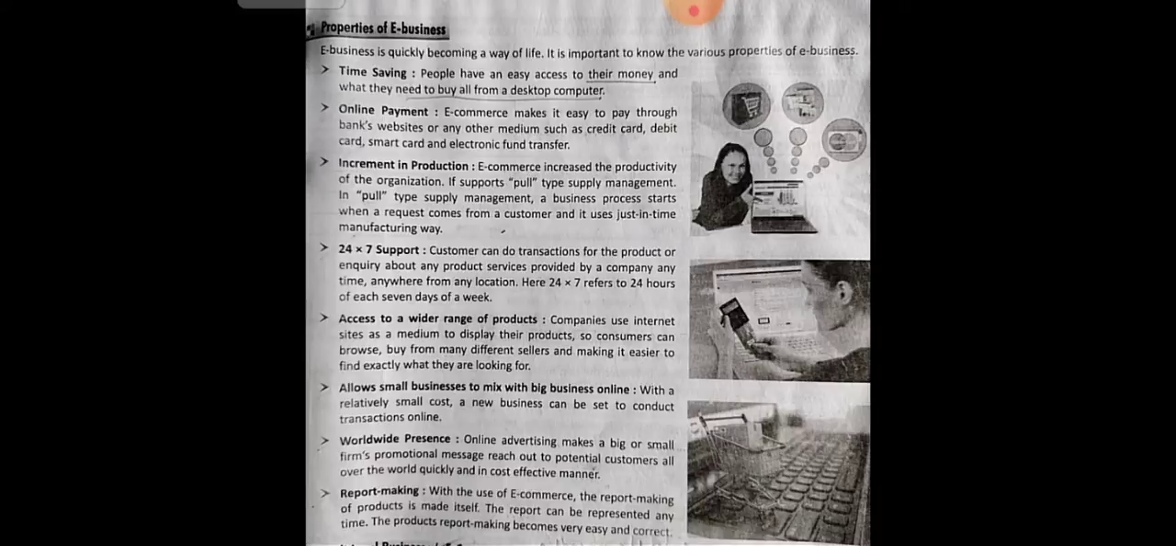Okay, next is worldwide presence. एक पर्टिकुलर शॉप अगर किसी एरिया में ओपन है तो उसकी प्रेजेंस सिर्फ उस पर्टिकुलर एरिया में होती है, बट व्हेन वी टॉक अबाउट ऑनलाइन तो वो वेबसाइट पूरे वर्ल्ड में आप कहीं से भी एक्सेस कर सकते हैं, राइट.